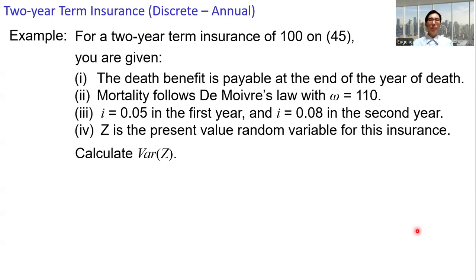Another example, a 2-year term insurance, death benefit 100, individual at age 45. Death benefit is payable at the end of the year of death. Mortality follows the De Moivre's law with omega equals 110. Interest rate i is 0.05 in the first year and 0.08 in the second year. Let Z be the present value random variable for this insurance, and we are asked to calculate the variance of Z.